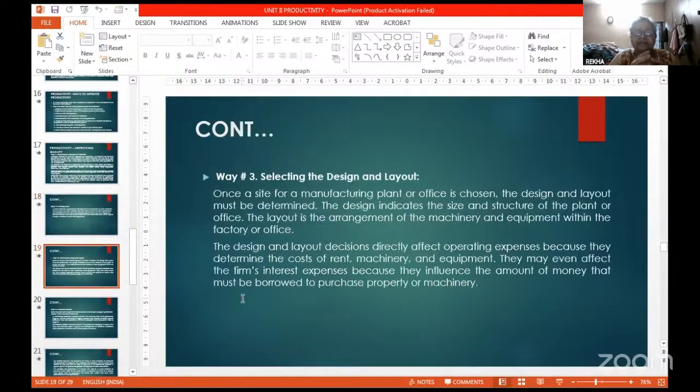Then selecting the design and layout. The design of the product also matters, and the design of the place where it is being produced also matters. What is its layout, whether it is a process layout or a product layout. Depending upon the product, you have to choose and accordingly select the design and layout of the unit you are setting up.